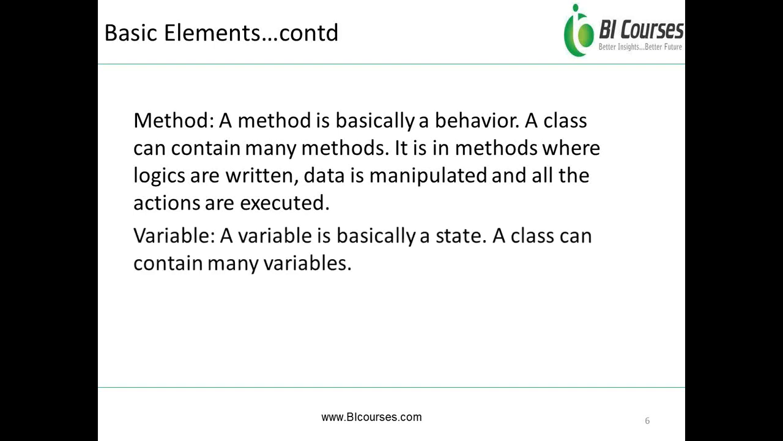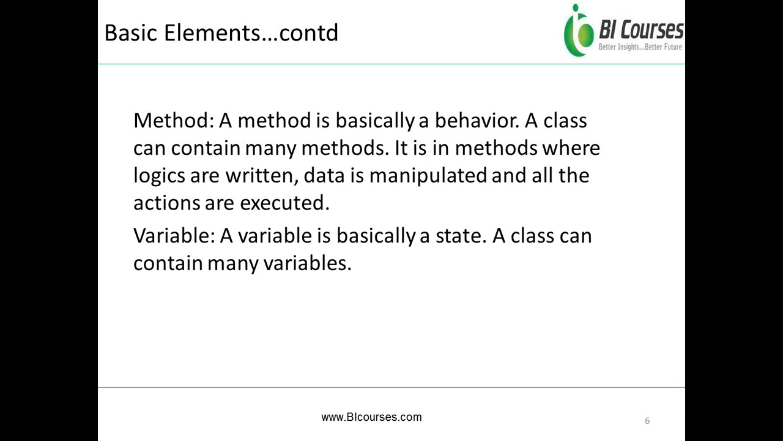And variable. A variable is basically a state. A class can contain any number of variables. If we take the Account example again, there we have account number, account name, phone number, and balance. These four attributes we call variables. I'll show you this class representation in a Java program.